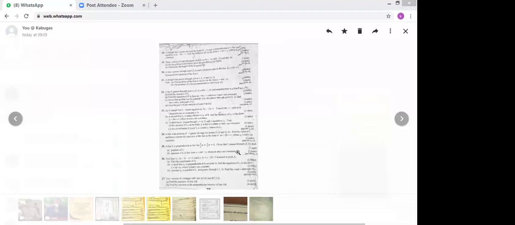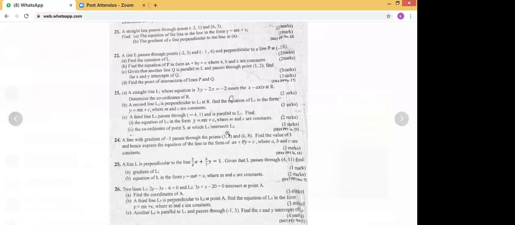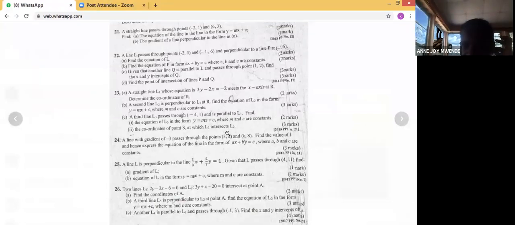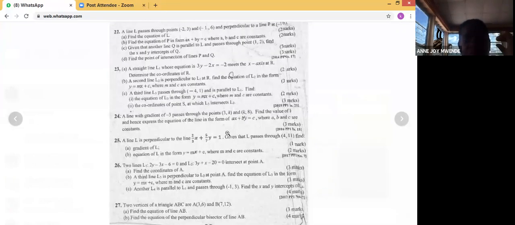Please zoom in. Is it clear now? Yes. It is another page. I've opened another page because I'm supposed to change that question to go to number 22. You said you have to tackle a question of 10 marks. Any other question before you move to number 22?